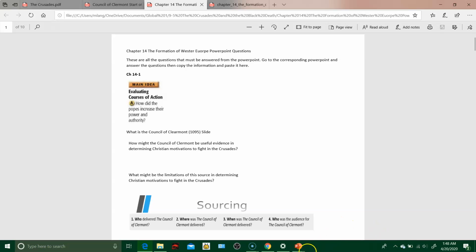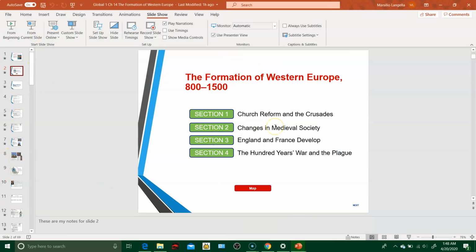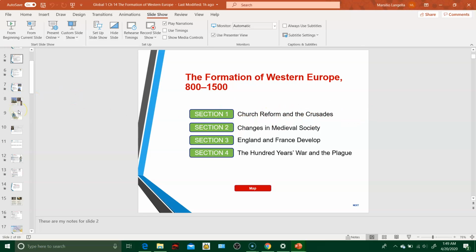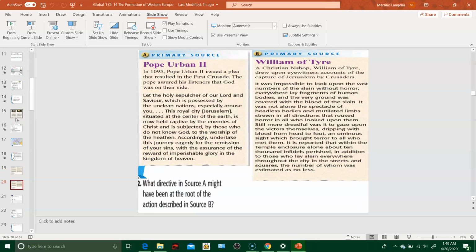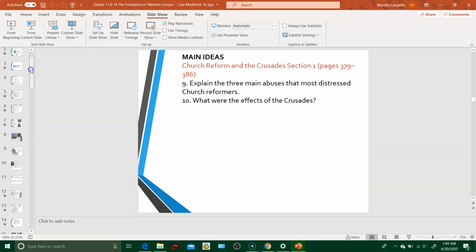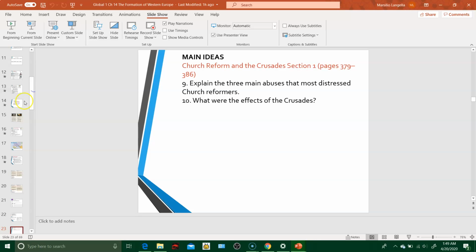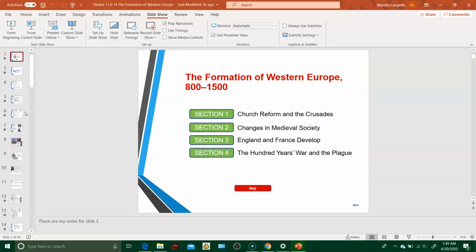My opinion is I want to give you a quiz after section 1 is completed, after we finish the Crusades, based on the amount of material we have. So most likely the quiz will be Wednesday, because that's our testing day on which we're allowed to have a quiz. We'll finish section 1 by Tuesday. The quiz on section 1 will cover the church reform and the Crusades.